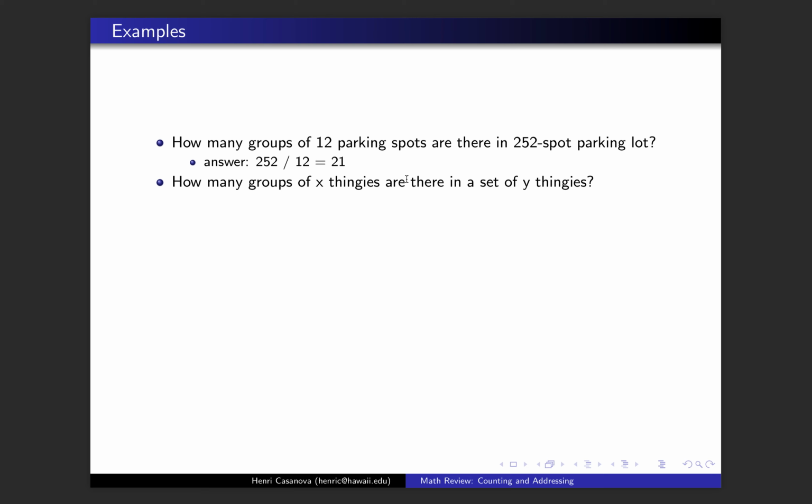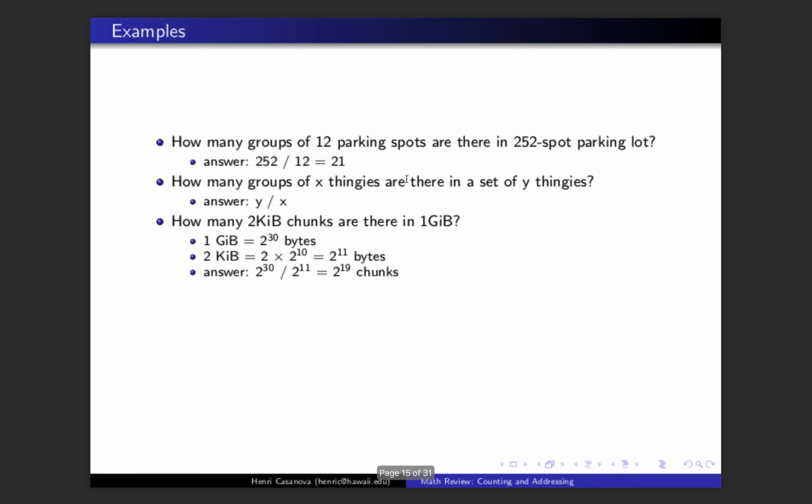And so if I say how many groups of X thingies are there in a set of Y thingies, well, then you guessed it, the answer is Y divided by X. Okay, so that's just a generalization of the above example. And so when I say how many 2 kilobyte chunks are there in a 1 gigabyte file, well, the answer is 1 gigabyte divided by 2 kilobytes. And now we express those in powers of 2, going back to bytes, and we find the answer.